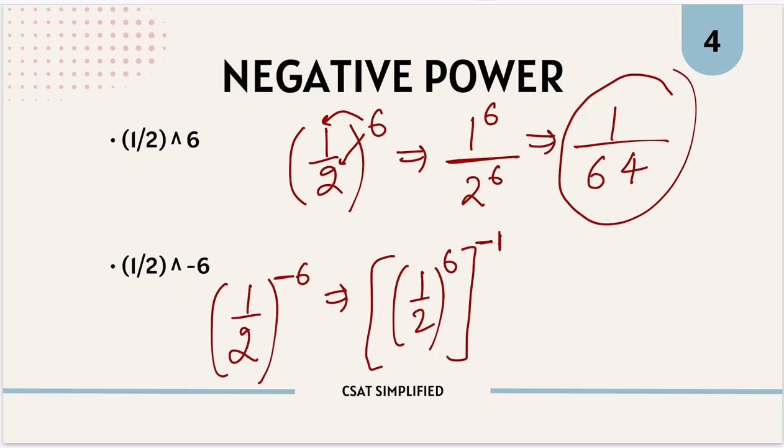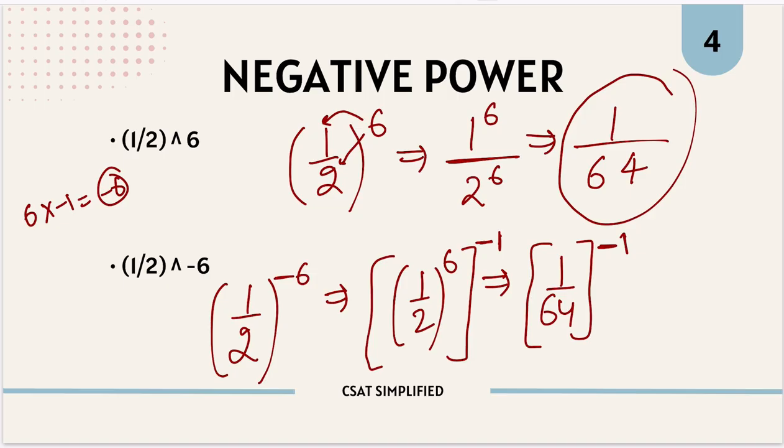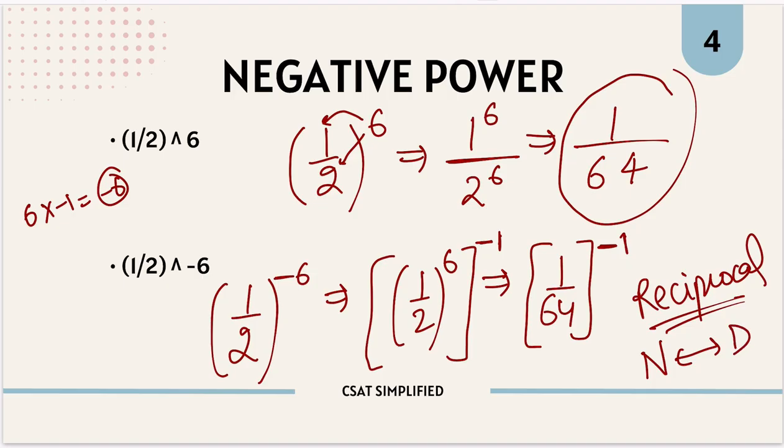Clear? So minus 1 is taken out. I'm just taking minus 1 out, and keeping 6 inside. Why? Because we know that 6 into minus 1 is minus 6, correct? So I'm just taking minus 1 out for now. So 1 by 2 raised to power 6 is 1 by 64, we know, raised to power minus 1. So what does minus 1 power do? Minus 1 power gives the reciprocal of the number.